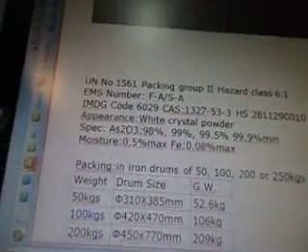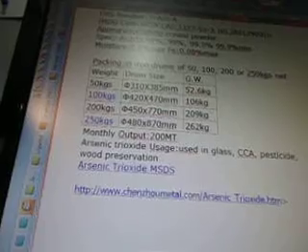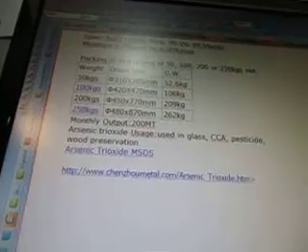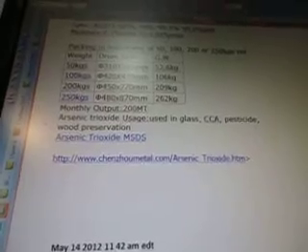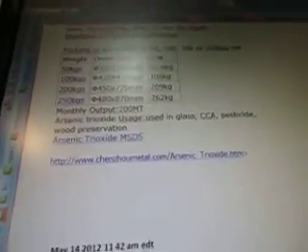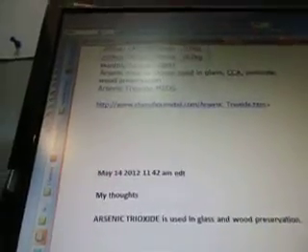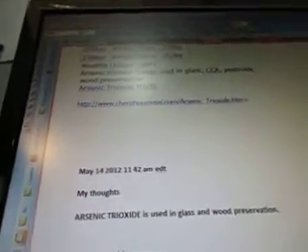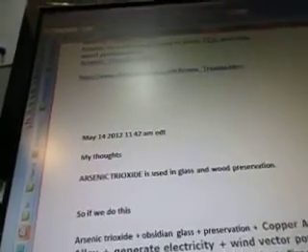Hazard class 6.1. That's very hazardous though. The white crystal powder, used in glass, CCA, pesticide, wood preservation. So you could mix it in with that bio stuff, glass. My brain's not working today. Okay, so May 14, 2012. Obsidian glass, that's what I'm thinking of. The obsidian glass that we were going to use for the mirrors, for the space elevator, and for your different satellites. I wonder if you can mix your arsenic trioxide in with it to make it stronger. And it preserves wood, so.